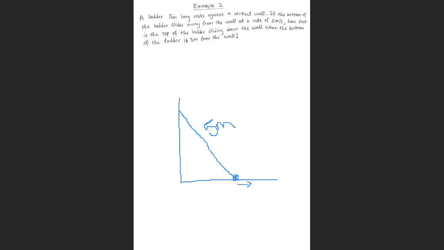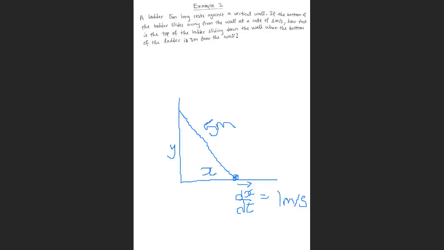And they give you a rate. If you use your coordinate system, you notice that this is just x, the x direction, and this is just y. So in this case, what they've given you, that 1 meter per second, is just dx/dt. Very important. So dx/dt is just 1 meter per second.